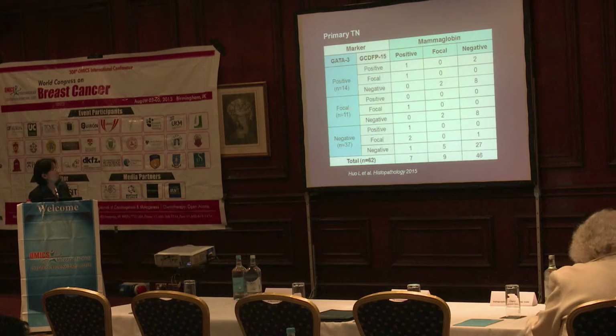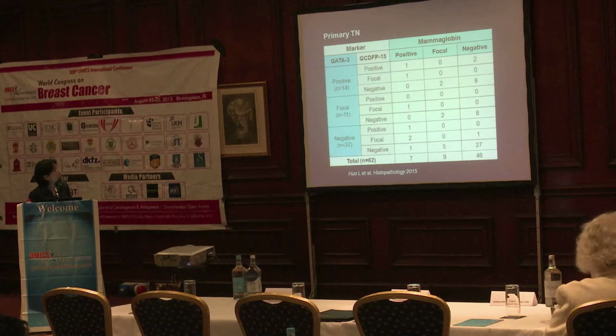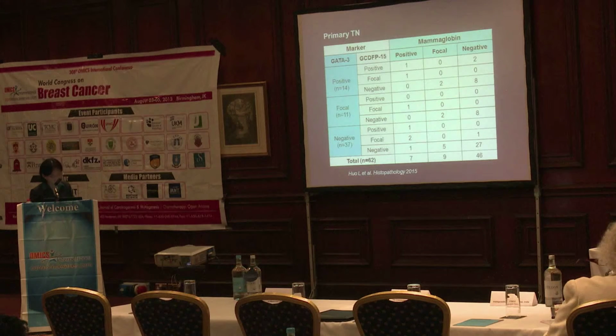This is the score sheet of the results in the primary triple-negative breast cancer cohort. Among the 62 cases, 14 were positive for GATA3, 11 were focally positive for GATA3, and 37 were negative for GATA3. If you look at the cases that were positive for GATA3, one of them was positive for mammaglobin and GCDFP-15. One was positive for mammaglobin and focally positive for GCDFP-15, and so on and so forth.